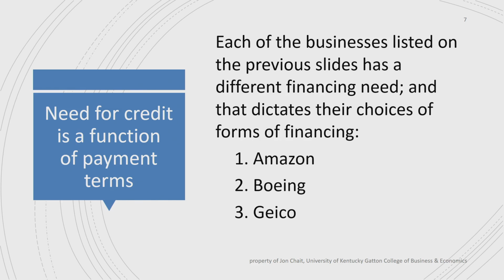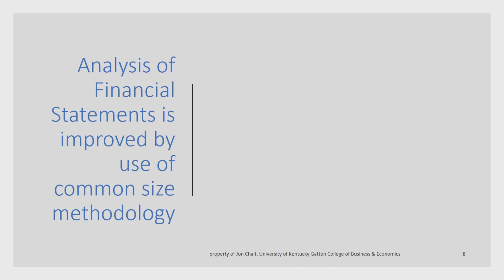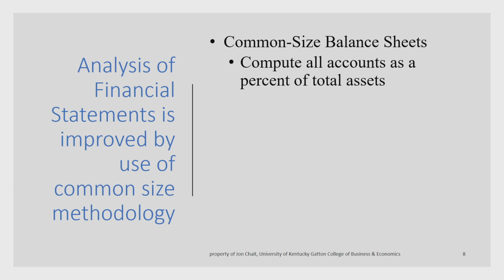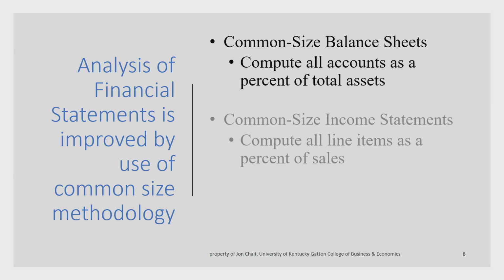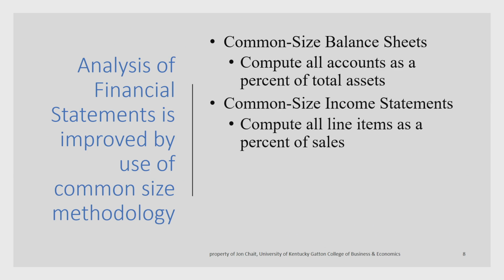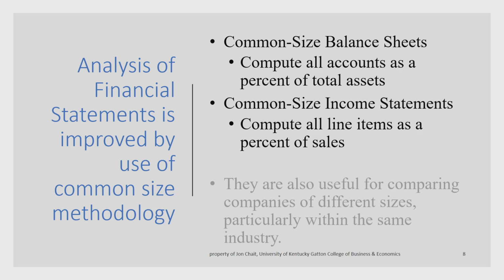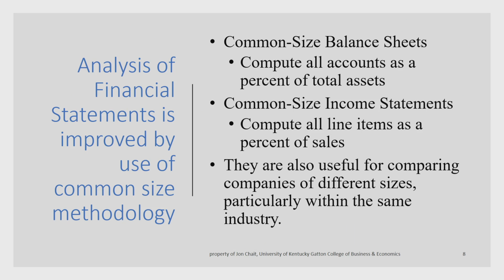I want to turn now to a second topic, which is understanding something called common size financial statements or common size methodology. And the idea here is that when we look at a financial statement, and when we look at the balance sheet in particular, we can calculate all accounts not in dollar terms, but in percentage terms, as a percent of total assets. And when we look at the income statement, we do the same thing. We change all the dollar terms into percentage terms, this time as a percent of sales. This is a very useful method of comparing companies of different sizes, particularly within the same industry.